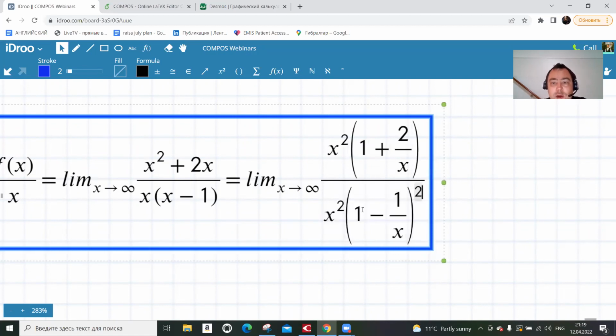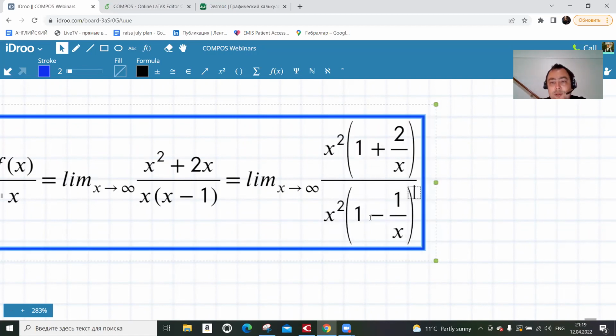Just double checking. If I open the brackets, it's going to be x squared minus x. Oh yeah, exactly.